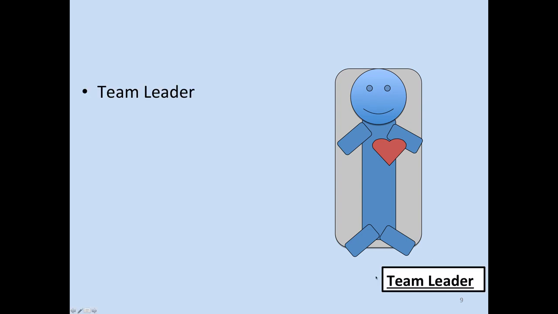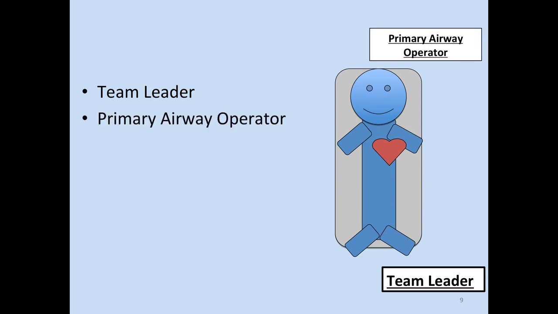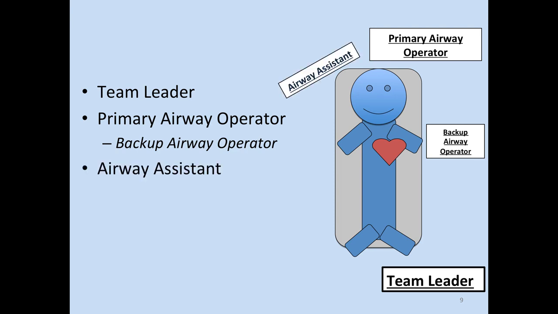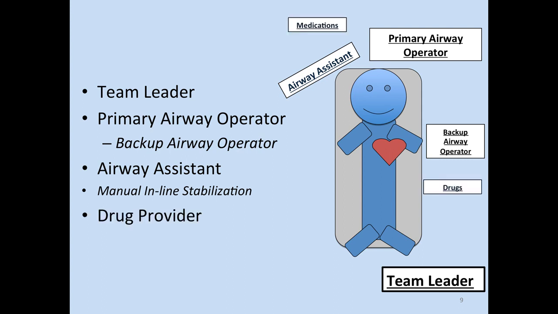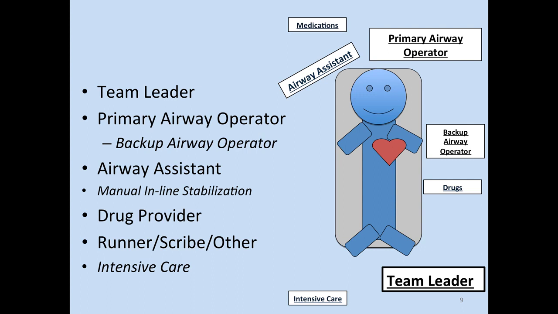The team leader is the one who makes decisions and moves things forward, usually in close cooperation with the primary airway operator. I know that in many places this is the same person, and it certainly can be, but it's also okay to divide these tasks up. A backup airway operator is nice, and it's something to think about. An airway assistant, someone who really knows how to run that back table, someone to provide manual inline stabilization if that's needed, someone to provide drugs and draw up the drugs, and then an extra person to cruise around and help out.